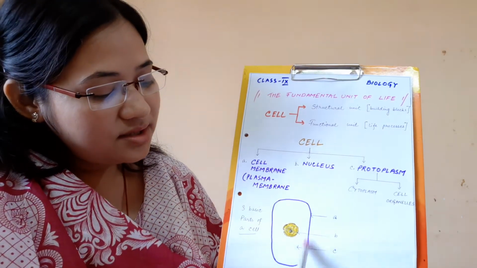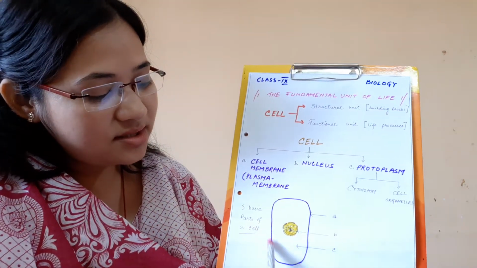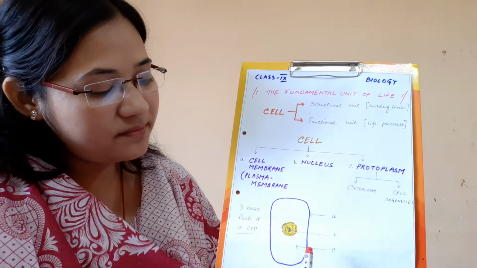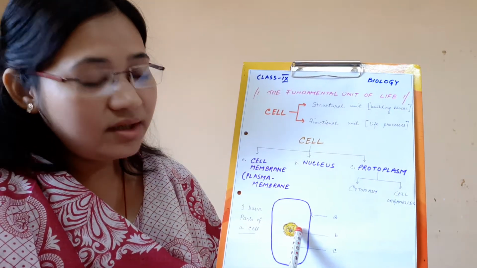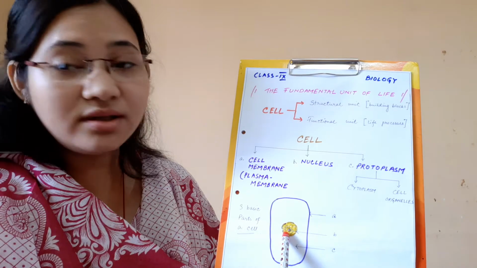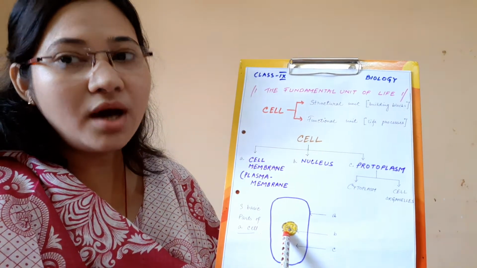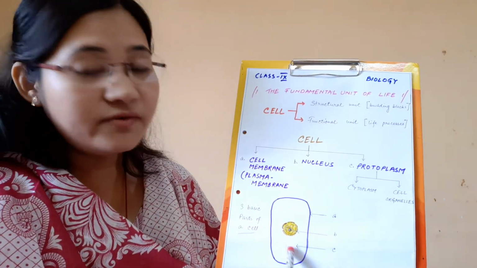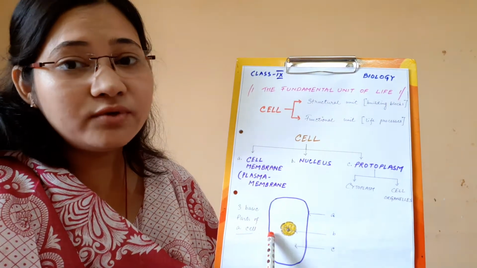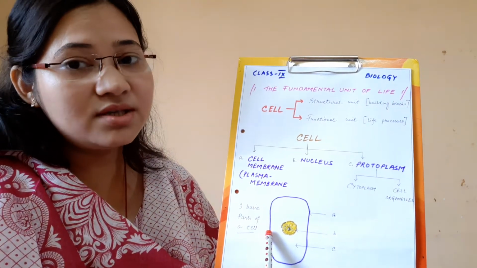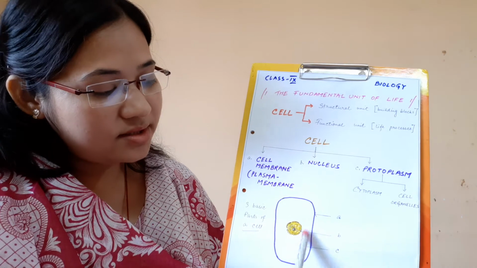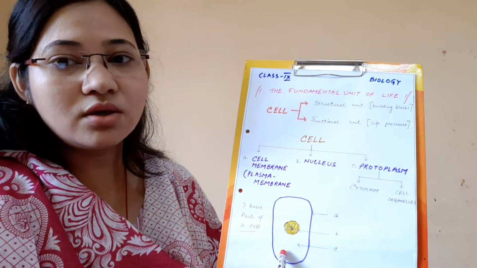Now, this is a diagram of cell. You can see this is the cell membrane or the plasma membrane. This is the nucleus. In case of animal cell, it is centrally located, whereas in case of plant cell, because they have large vacuole, the nucleus is shifted to one of the sides of the cell. And this is the protoplasm or the basic matrix of the cell.